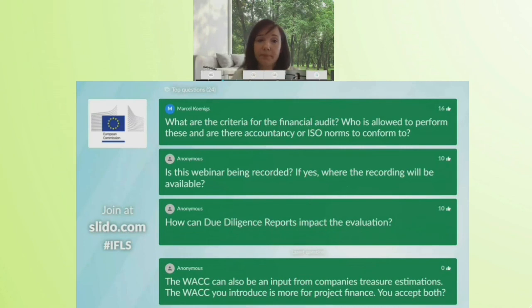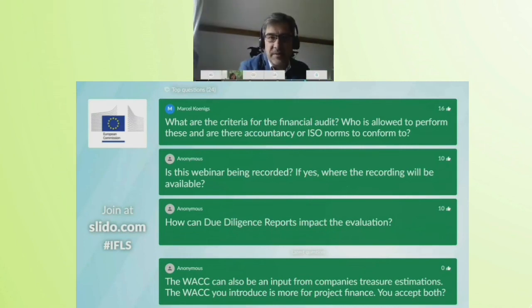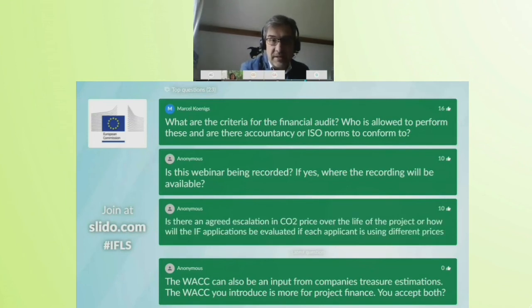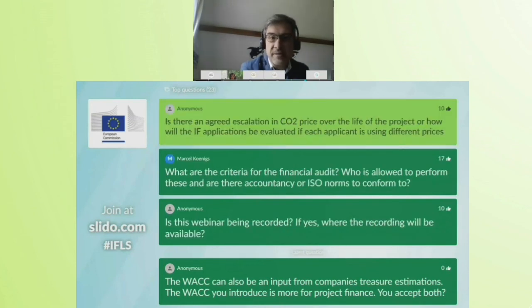So the due diligence reports are not compulsory. This is at your decision whether you want to submit them or not. If you have them, you are invited to do so. And yes, they can be updated, as you can update your business plan, as you can update your implementation plan, or your feasibility study. Yes, thank you very much.